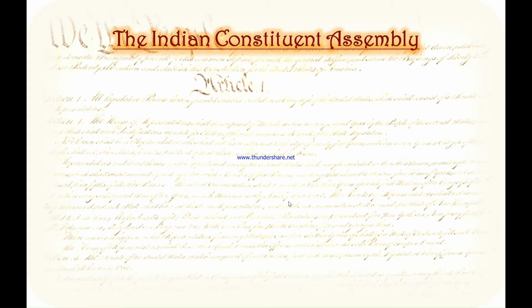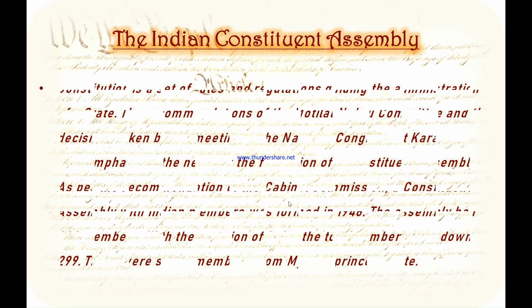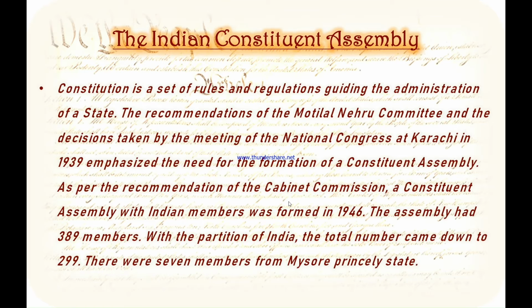Let's now understand the Indian Constituent Assembly. Constitution is a set of rules and regulations guiding the administration of a state. The recommendations of the Motilal Nehru Committee and the decisions taken by the meeting of Indian National Congress at Karachi in the year 1939 emphasized the need for the formation of a Constituent Assembly.